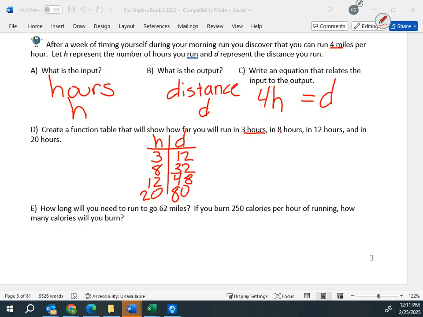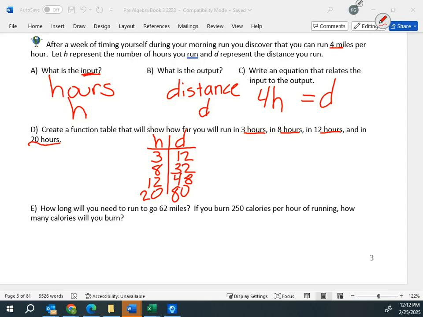Now, we'll notice that when we see this question, create a function table that will show how far you run in 3 hours, 8 hours, 12 hours, 20 hours, we can see that we're changing up our hours. So if you're not sure what the input is, look at the questions that come after it and it might help you figure it out. If I know I'm changing how many hours I'm putting into my equation, that's my input. So that's going to be a clue to help you figure out what your input is.